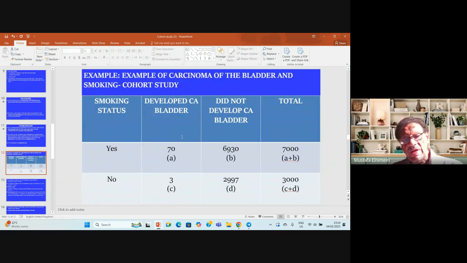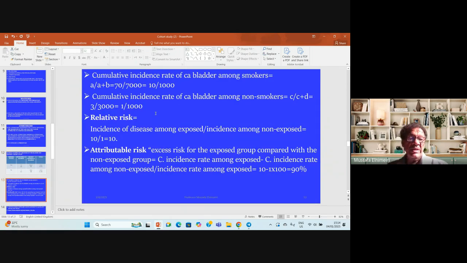We have here an example of a 2x2 table for carcinoma of the bladder and smoking. We can see the smoking status in the columns, as well as those who developed the bladder cancer and those who did not develop CA bladder, as well as the total. And then we can apply the calculation.